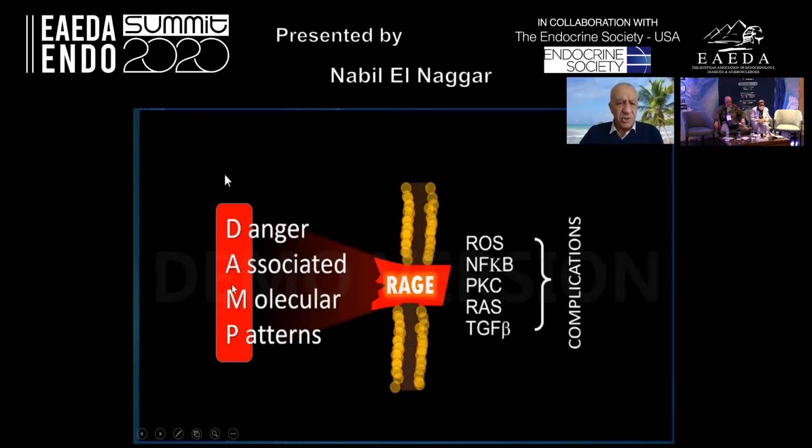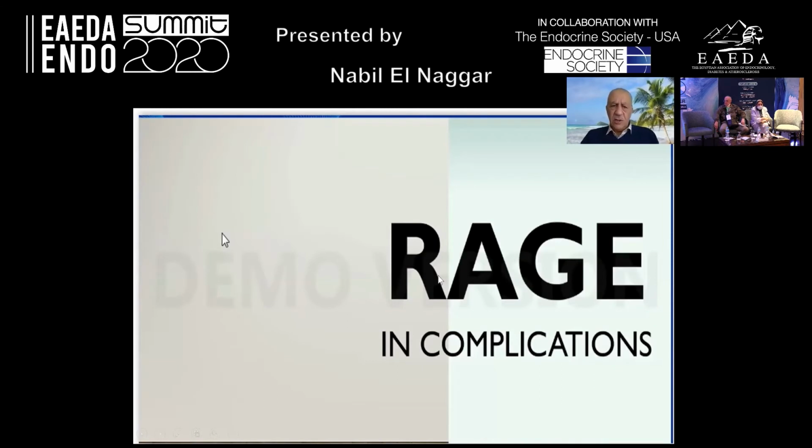And that's the danger-associated molecular pattern of these receptors and their ligands, which leads to the release of reactive oxygen species, nuclear factor kappa B, PKC, RAS, and TGF beta, and this will all lead to the complications of diabetes or the development of diabetes itself. Let's look into what the literature tells us about the RAGE in proof of its role in diabetic complications.